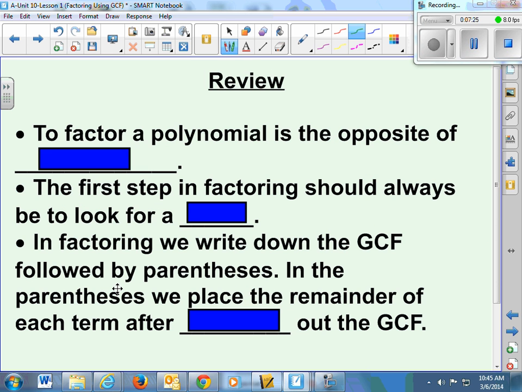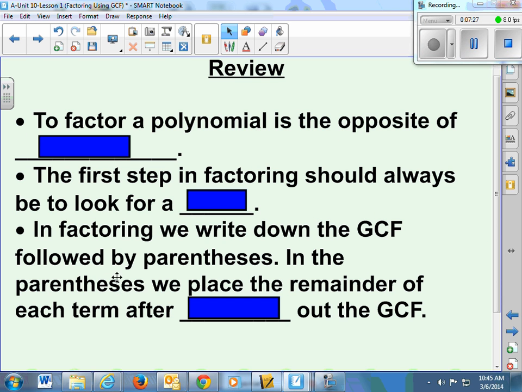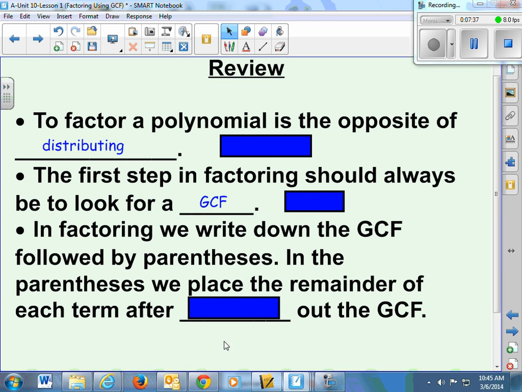As a review, to factor a polynomial is the opposite of distributing. The first step in factoring should always be to look for a GCF. In factoring, we write down the GCF followed by parentheses. In the parentheses, we place the remainder of each term after dividing out the GCF.